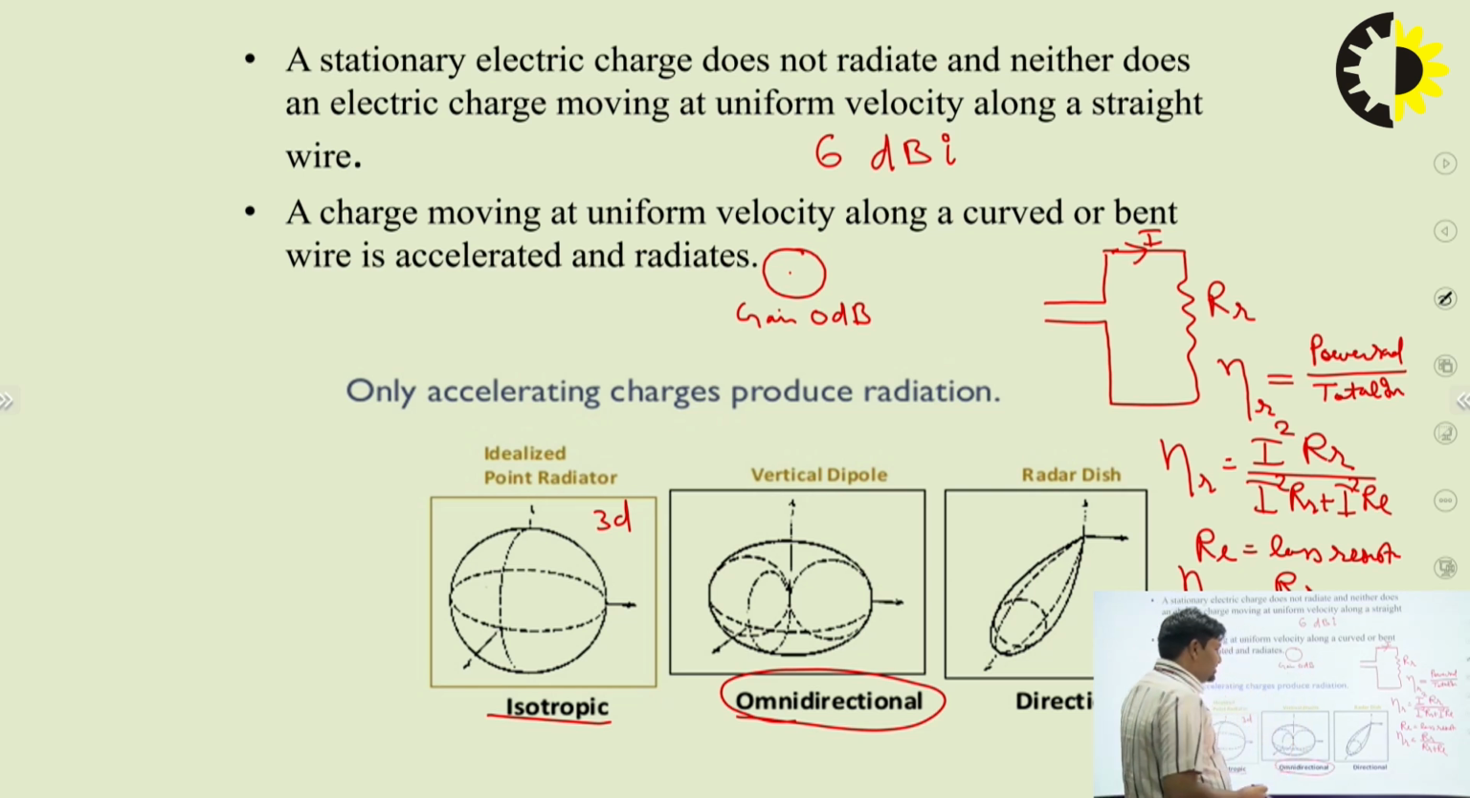But in the omnidirectional antenna, the azimuth angle is the same. So if we design an omnidirectional antenna, that means in the azimuth direction, without considering the elevation direction, the gain is constant. So we can say this is an omnidirectional antenna.